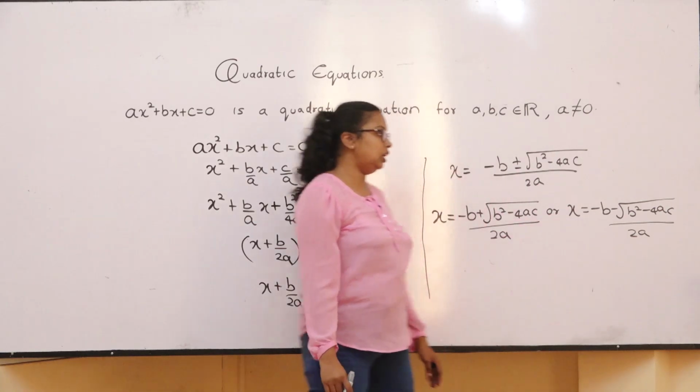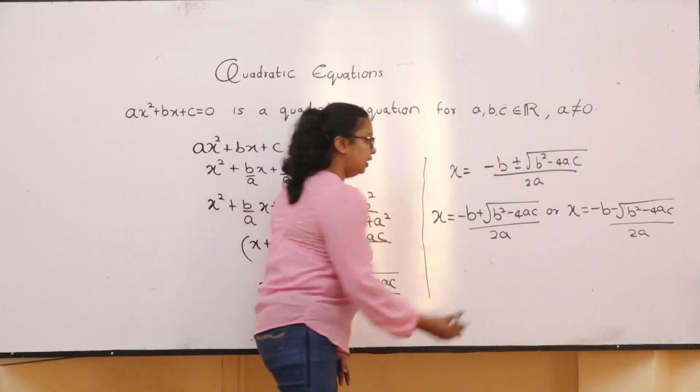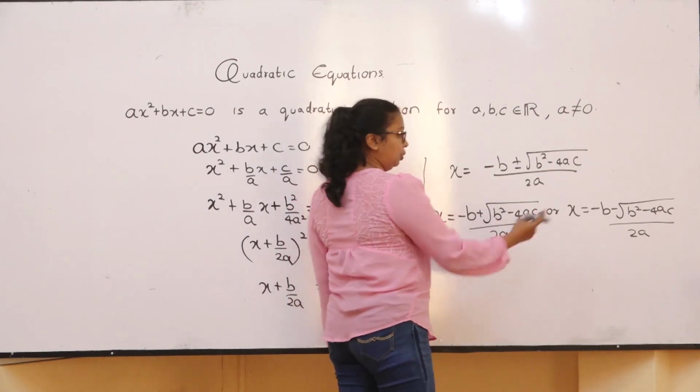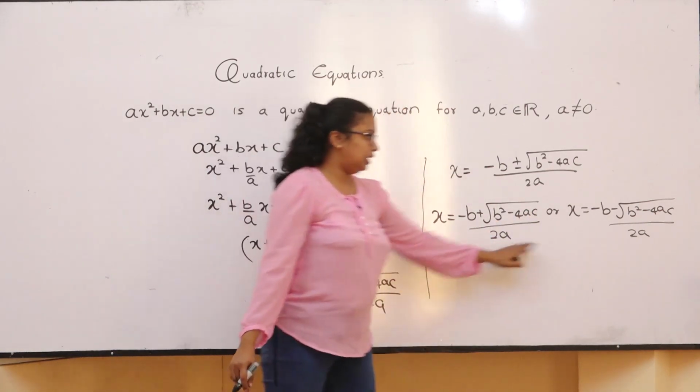We call these the roots of the equation. There are two roots: one is this and the other one is this.